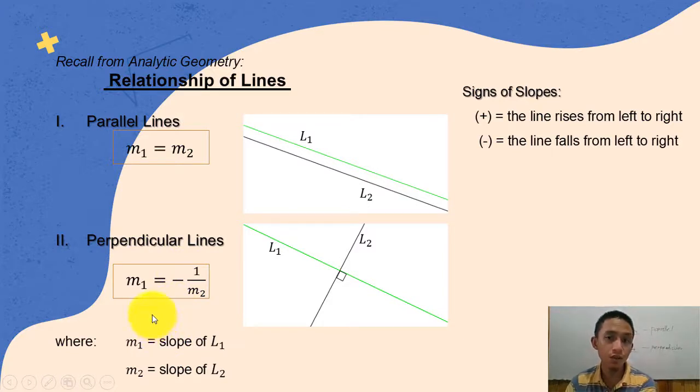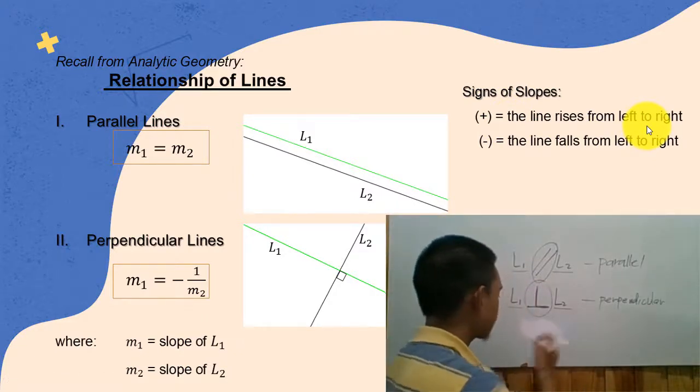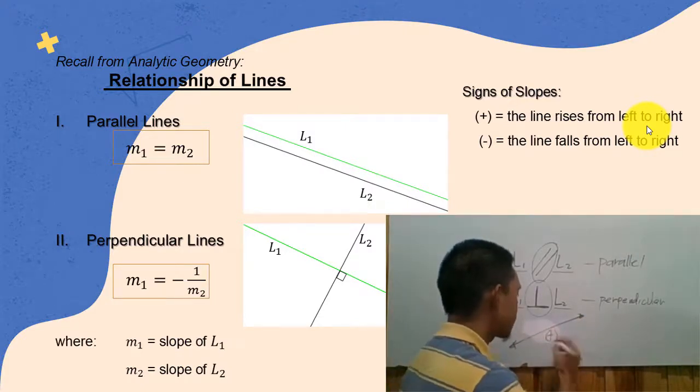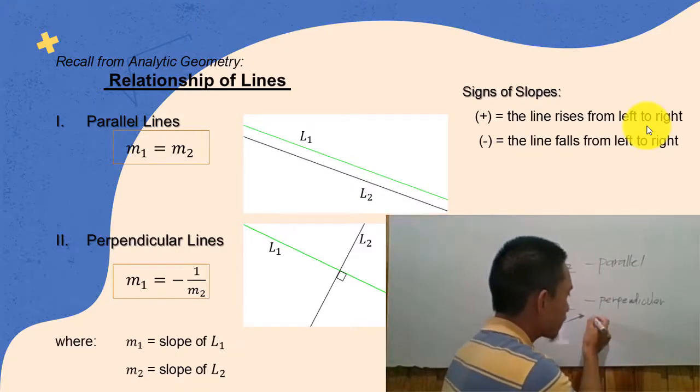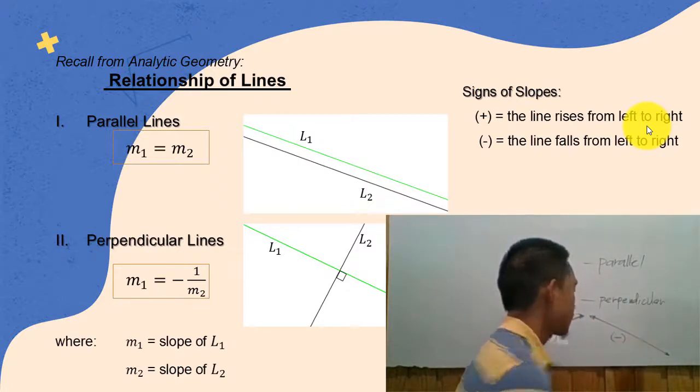I think you should already know about this, but just a brief recall for those who forgot. A positive slope, okay, these are the signs of your slope. Let's say a positive number for slope, that means the line is rising from left to right. Pataas po yan. If that is positive, your line is going up from left to right. So let's say that is your line, that is positive slope. And then negative is the reverse. The line is going down from left to right. That is your negative slope.